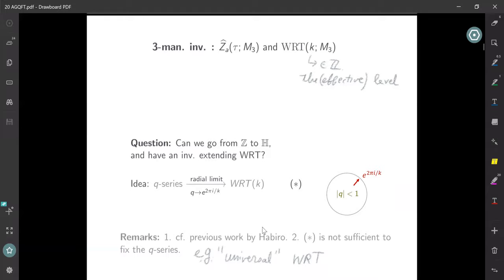Okay, and this idea is not new. Before their work, starting with Lawrence-Zagier and Hikami, and now a lot of work by Habiro defining the so-called universal WRT. But what you could see immediately is that this relation to WRT is not actually sufficient in order to fix the q-series. To see that, you can just add to this q-series any cusp form, and it's not going to change the radial limit. So this does not define for you a well-defined q-series as we know it.